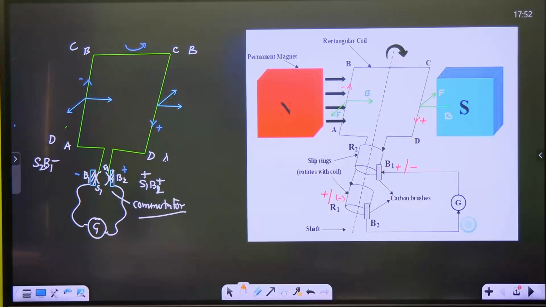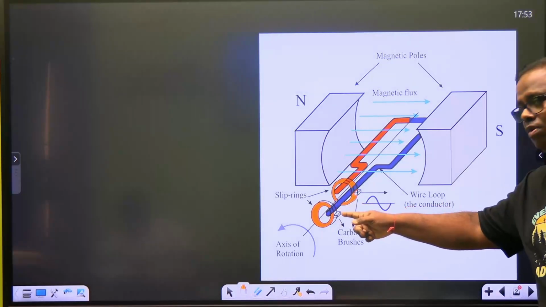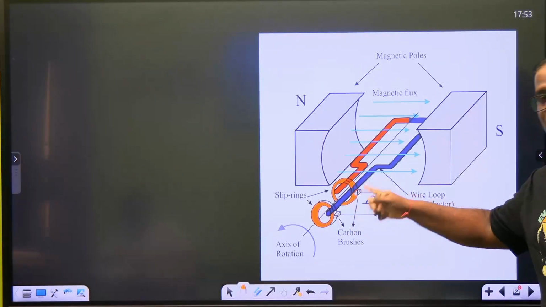AB is for R1, right? That's why you can see this diagram. This is better. The red one is in contact with the inner one. The indigo one is in contact with the outer one. This contact will never break. And this yellow will always be with this. This one will always be with it.